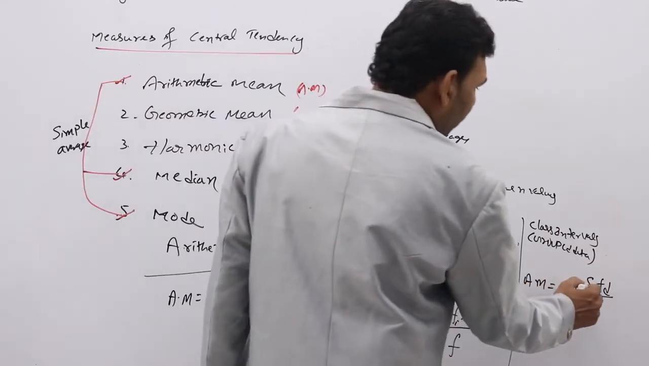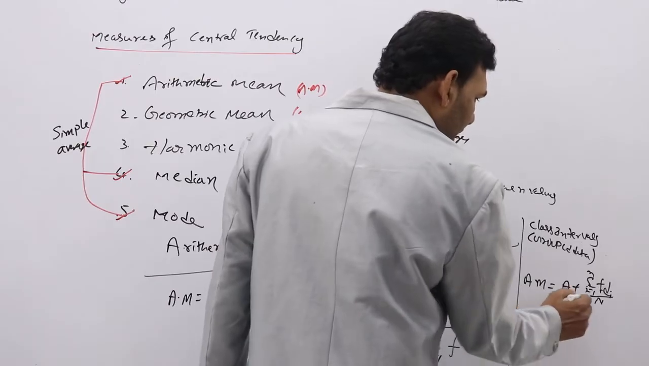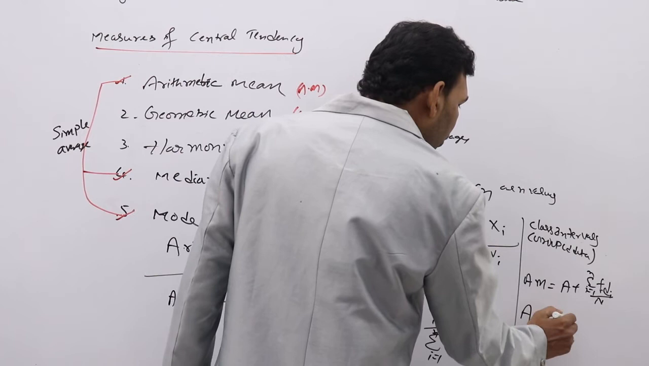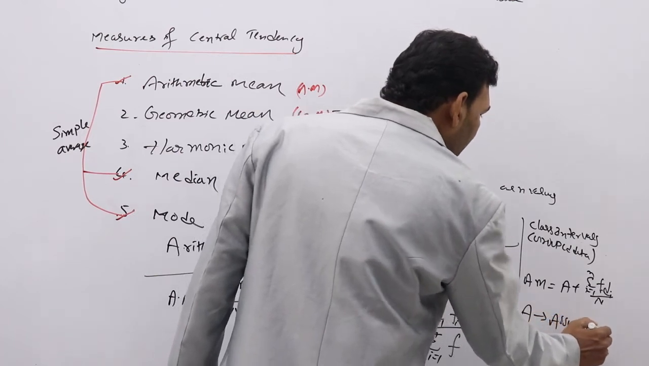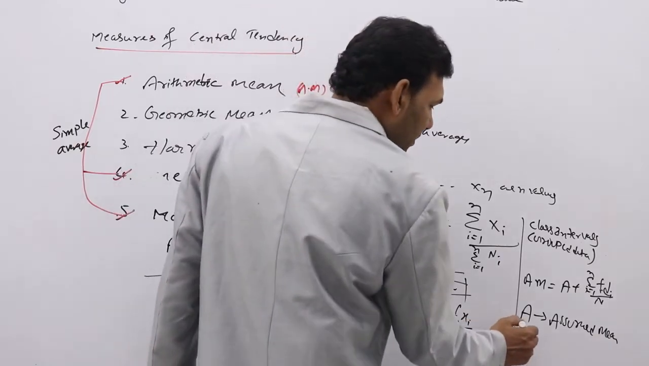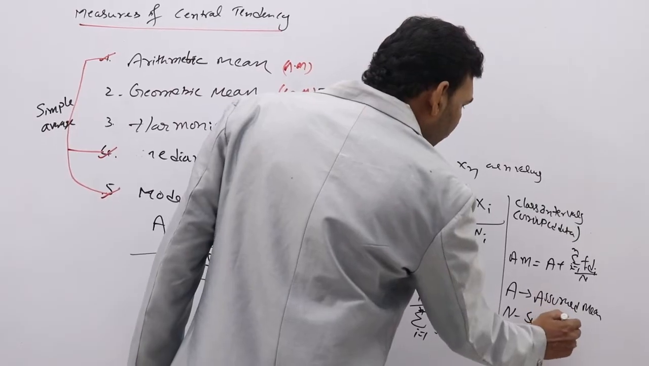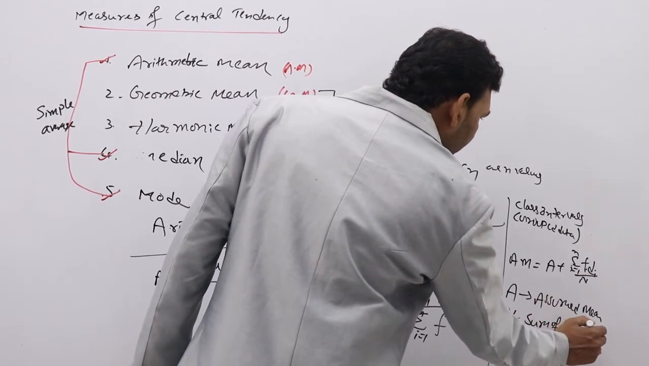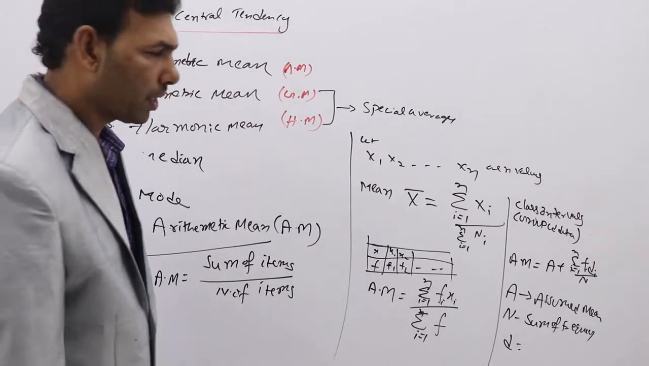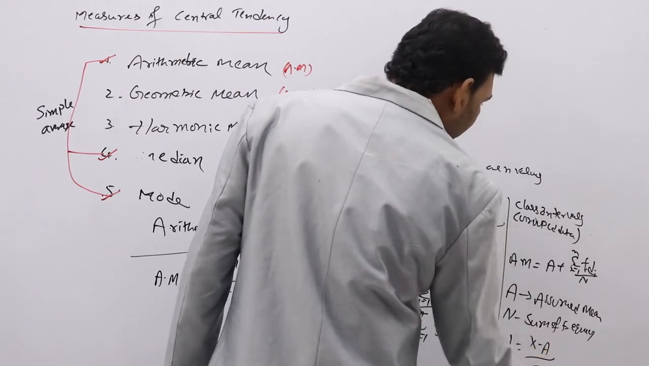Sigma i equal to 1 to n f i d i. Here f means frequency is given, a is the assumed mean, N is the sum of frequencies, and d is the deviation from the assumed mean, that is (x minus a) by c.